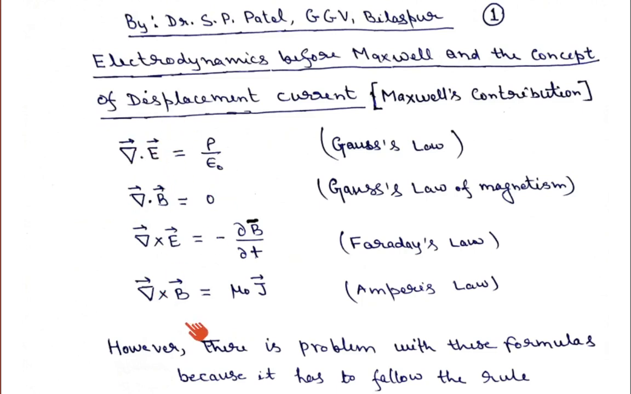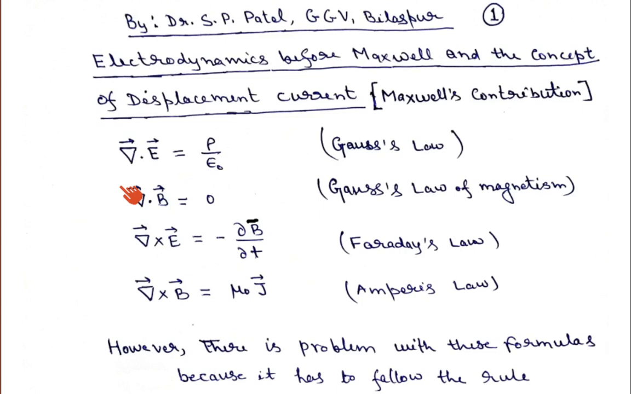Maxwell had not yet contributed anything, so that is why I have written electrodynamics before Maxwell. If you write all these four coupled equations together, that is known as electrodynamics, because the dynamic part is there, that is del B upon del t, the time dependent phenomenon. That is why these are known as electrodynamics before Maxwell.